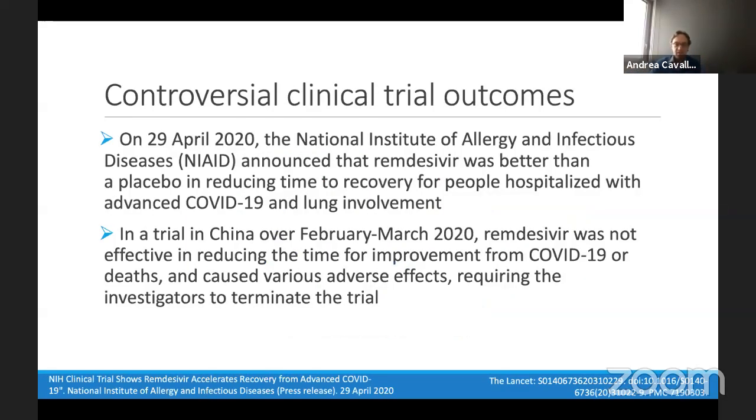However, the clinical trial outcomes with Remdesivir have been rather controversial. On April the 29th, the National Institute of Allergy and Infectious Diseases from the US announced that the treatment with Remdesivir was statistically much better than the treatment with placebo, reducing time to recovery for people hospitalized with advanced COVID-19 and lung involvement. In February and March, another clinical trial was completed in China, and Remdesivir was basically not effective in reducing the time for improvement from COVID-19. And more importantly, severe side effects were identified, which required the investigators to terminate the trial.